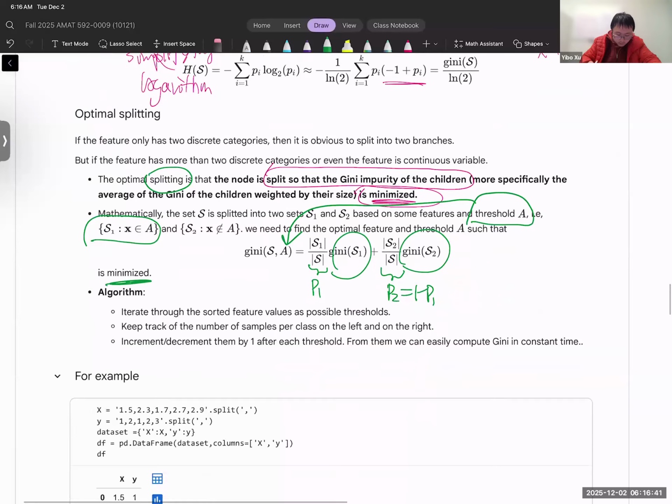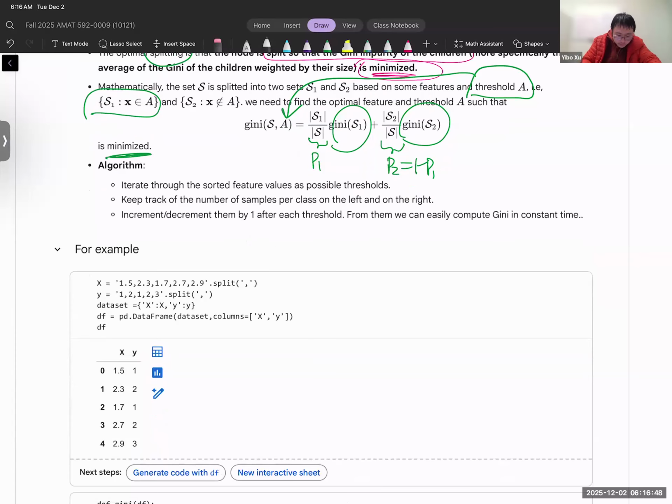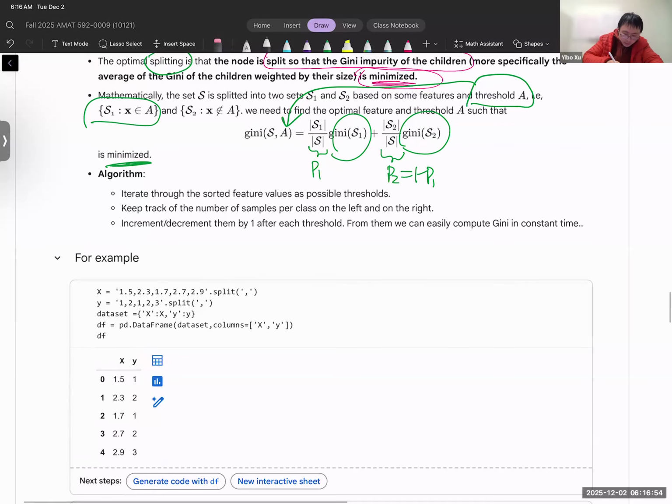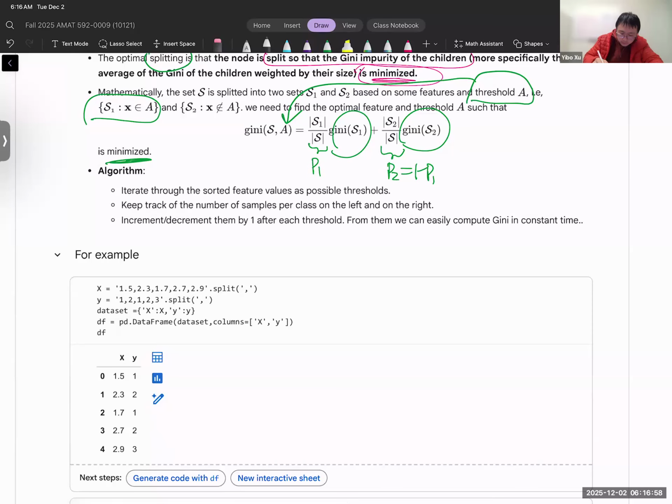All right. Here let's look at one example to see what's going on. This simple example is basically saying, quickly summarize: iterate through the sorted feature. Of course you want to sort the features. So sort the feature values.